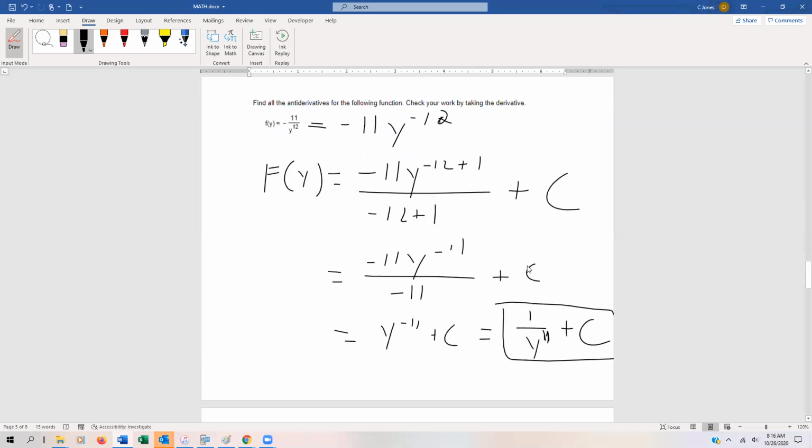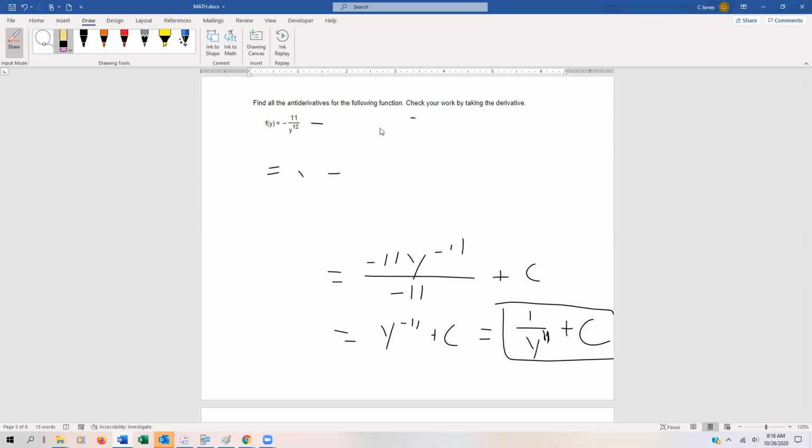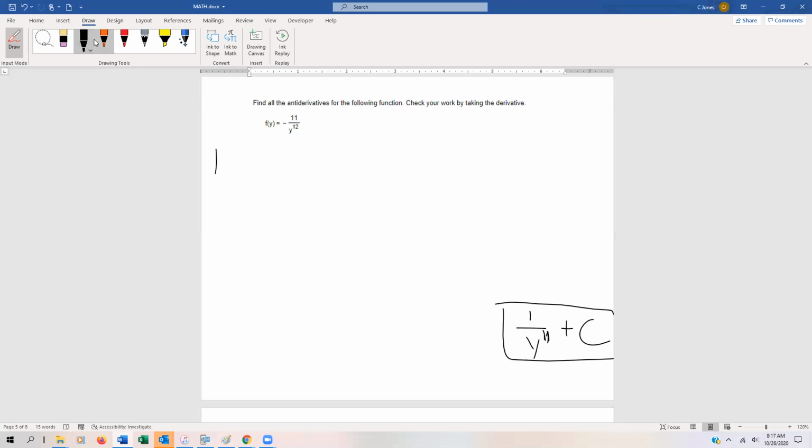But of course, we want to check this. So let's take the derivative of this just to make sure. I'm going to erase all this so that we have a little bit of room to work with. And remember, our antiderivative capital F at y was 1 over y to the 11th plus c, which is the same thing as y to the minus 11 plus c.